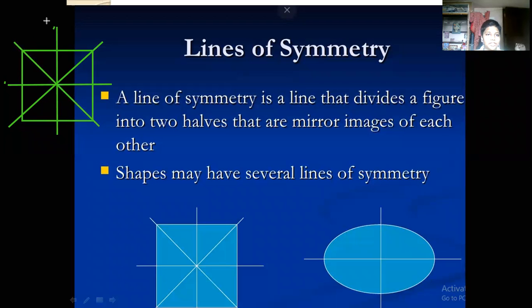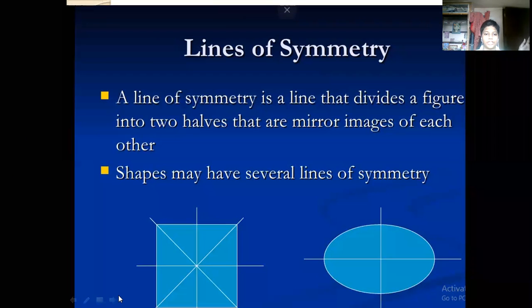These are the diagonals. So how many lines of symmetry does the square have? The square has 1, 2, 3, 4. The square has 4 lines of symmetry. We'll be seeing all the shapes in detail. Okay, so let us go to the next slide.